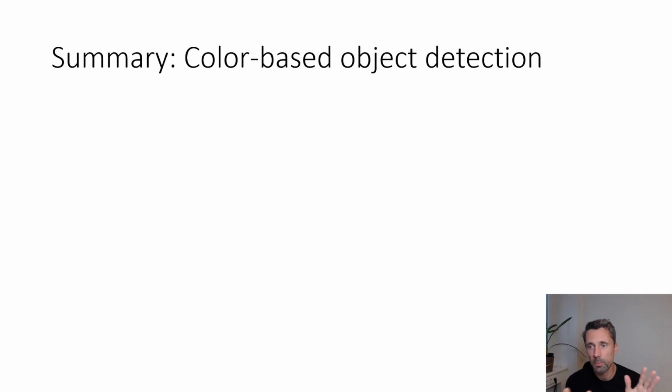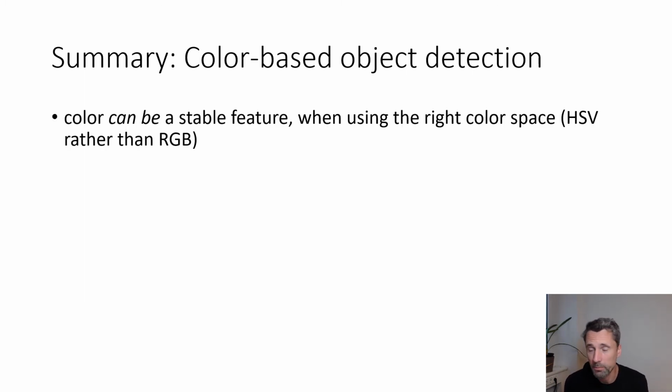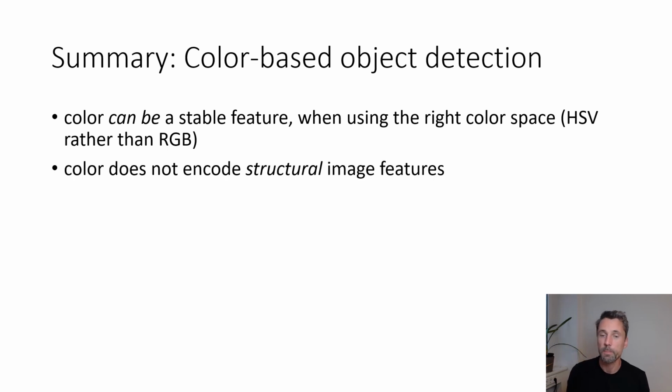Okay, let's summarize color-based object detection. First of all, color can be a stable feature. Depending on a variety of factors like scene lighting, camera pose, object material and reflectiveness and all these things, you may get a lot of variation in color space. And using HSV, for example, or other color spaces that model different aspects of your scene can help. And we saw how HSV can be used in contrast to using RGB. Color, though, does not encode any structural image features, so you are going to have a hard time discriminating between different objects and have the same color or the same color distribution.